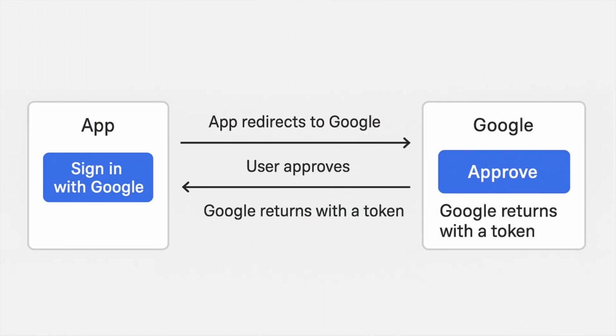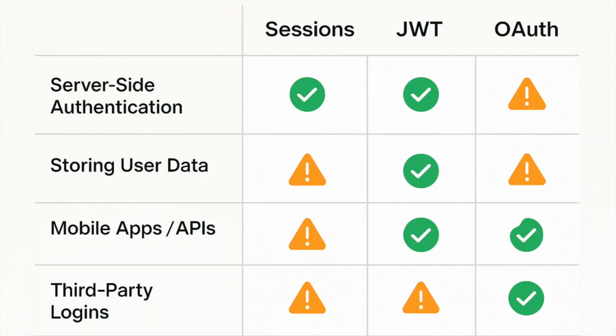OAuth is different. It's all about delegated access. Say you want to log in with Google, you get redirected, Google authenticates you, and then gives your app a token to access your data, with limits. OAuth is the foundation of login with Facebook or sign in with GitHub flows.